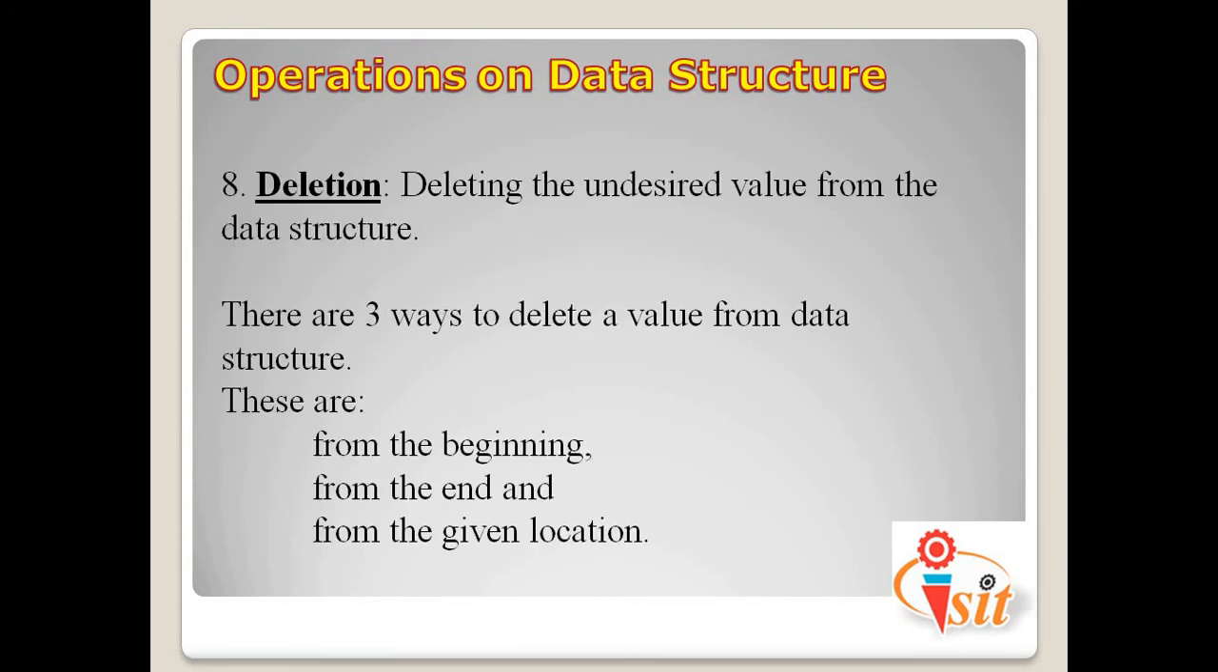And the last one is deletion. Deletion means if you want to delete the data from a list or from a data structure, there are mainly 3 ways to delete data from a list. That is deleting data from the beginning, deleting data from the end, and deleting data from a given location.